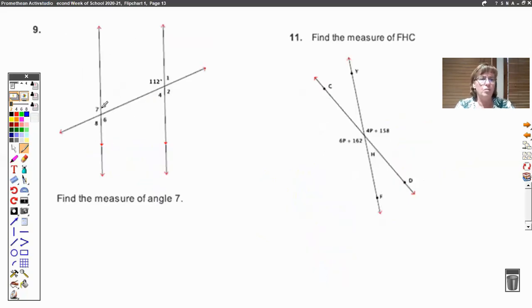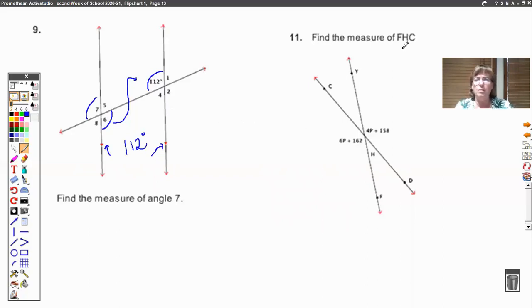Now the next one shows two parallel lines, and here's the parallel line marker. So I want to make sure you understand that when you see that, that's what this mark means. It means these two lines are parallel, and then there's a line intersecting them. And so we know that this is a transversal, and so alternate interior angles are the same. So they want the measure of angle 7, and I know 7 is the same as 6. And now that I have 6 here, I can see that 6 is the same as 112. So your answer is 112 degrees. Okay, so again, alternate interior angles have the same measure.